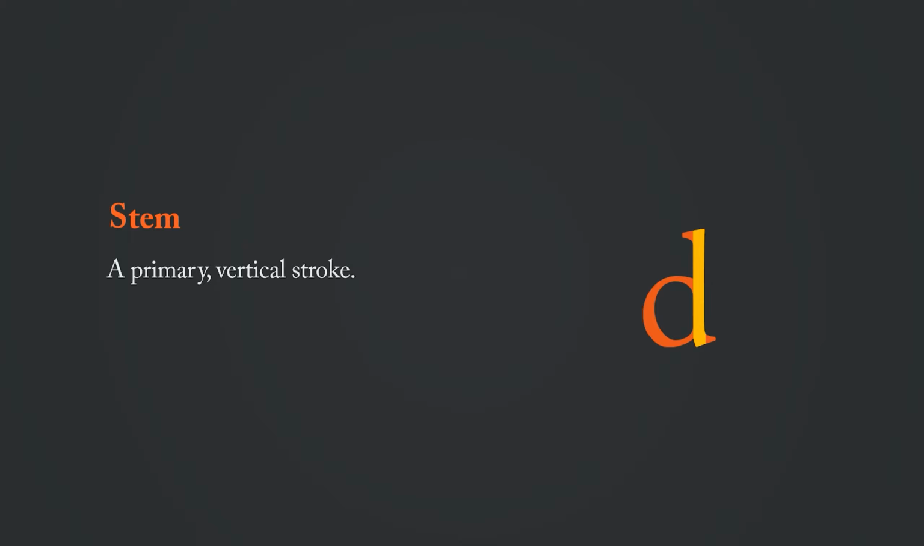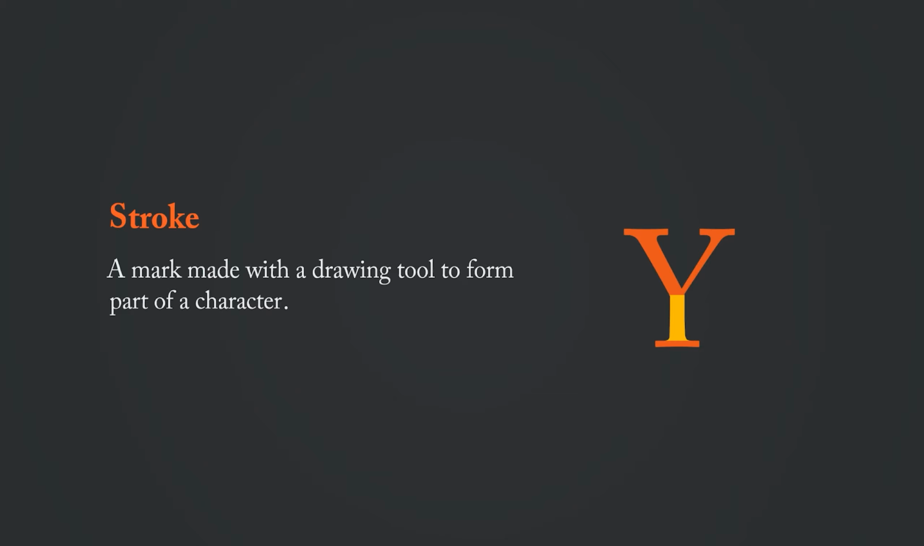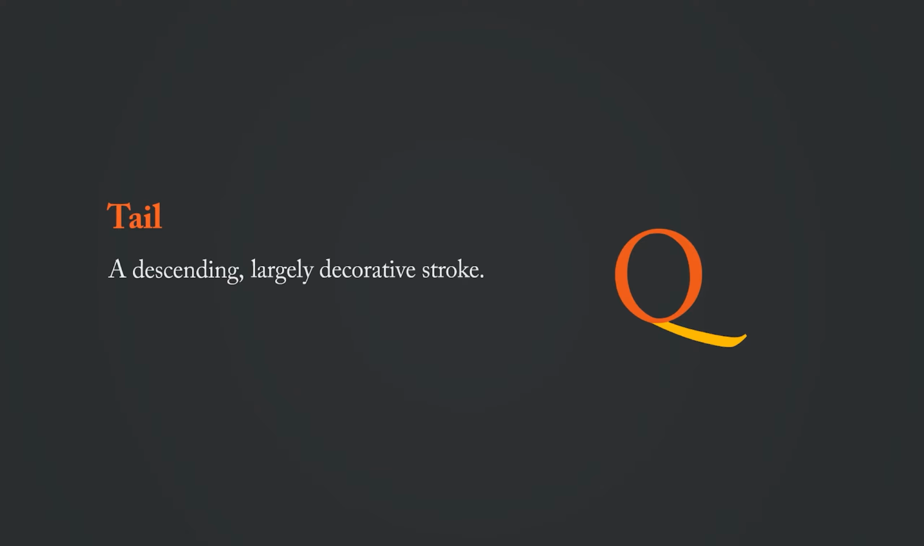A stem is a primary vertical stroke. Simple as that. A stroke is a mark made with a drawing tool to form part of a character. So whenever anybody says, make a stroke, it's attached to a stroke. A serif is a flourish on the end of a stroke. A stroke is just any mark made with a drawing tool. I like that one.